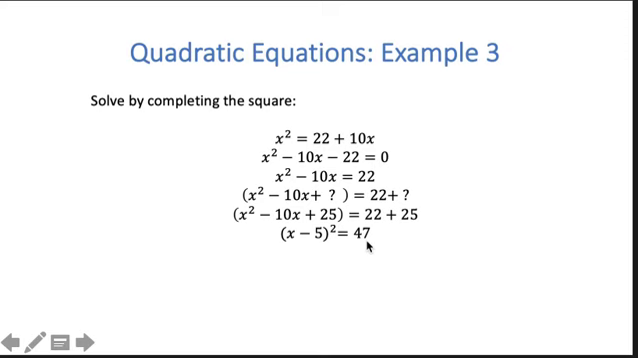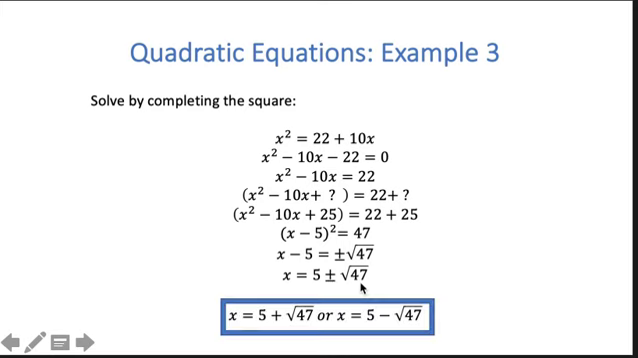So now I'm going to use that square root method, and I'm going to take the square root of both sides. When I take the square root of both sides, I get x minus 5 equals plus or minus the square root of 47. And when I add 5 to the other side, x equals 5 plus or minus the square root of 47. Those are our two answers: x equals 5 plus the square root of 47, and x equals 5 minus the square root of 47.